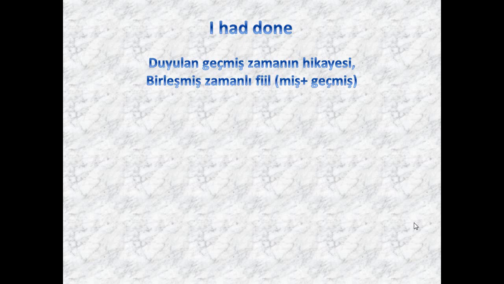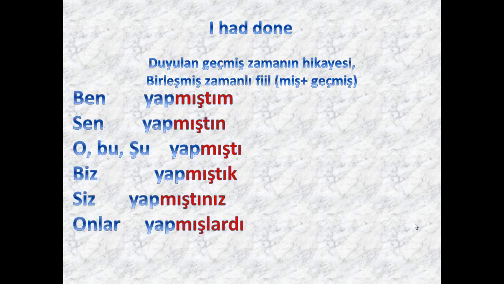Let's go to past perfect. I had done. Okay, they don't call it past perfect. They call it something wrong. They call it duyulan geçmiş zamanın hikayesi. The story of something in the past which we have heard. Oh my God. Okay, let me tell you. This is what we have here. And the way they use it, it perfectly matches past perfect. Okay? So don't worry about it.